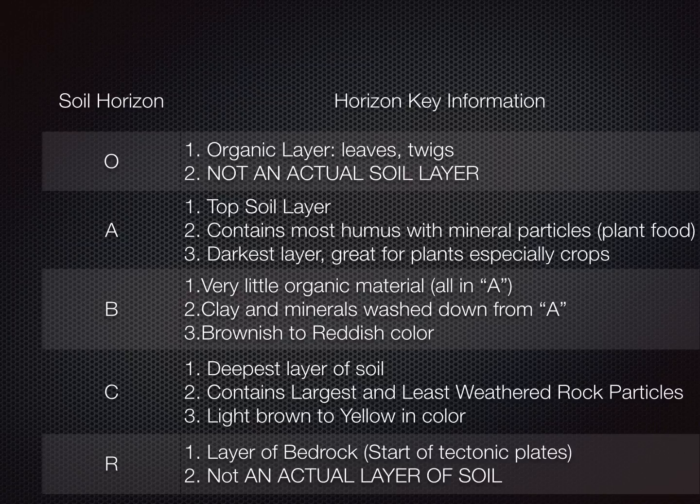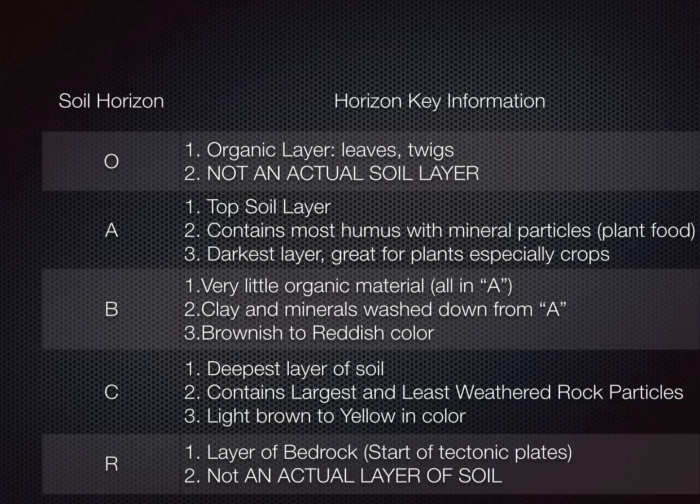The first actual soil layer is A. It's the topsoil layer because it's the top of the soils. This is what people would go and buy if they wanted to have gardens. This is what you buy in stores. It contains the most humus with mineral particles, which is plant food. Nutrients are mineral particles as well. And it's the darkest. It's almost black. This is great for plants, especially for crops. North Carolina has a wonderful A horizon running through it. This is why we're known as the tobacco state. We're able to grow crops because our A horizon is very large.